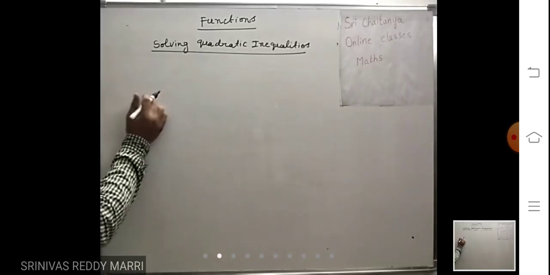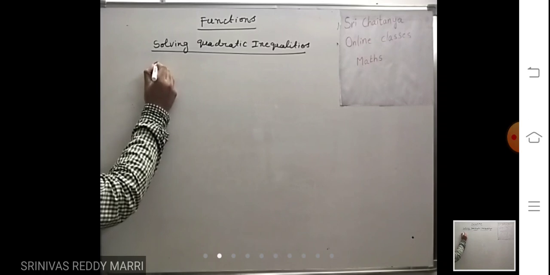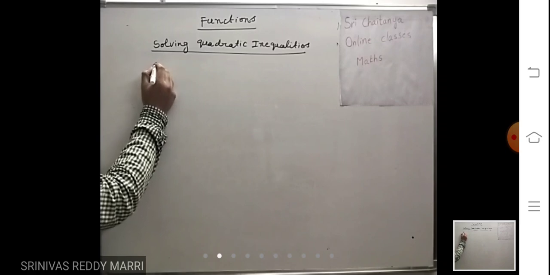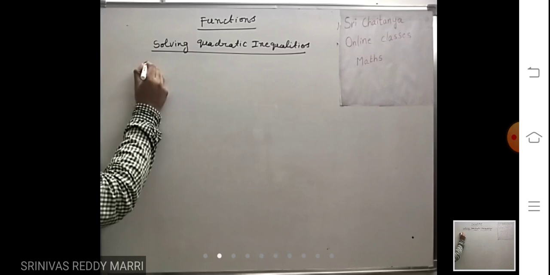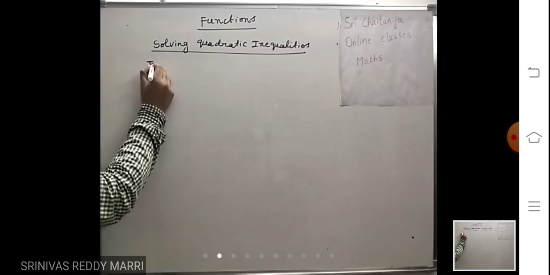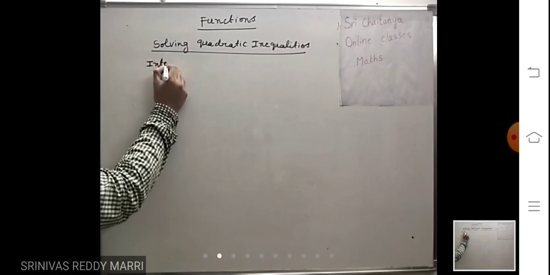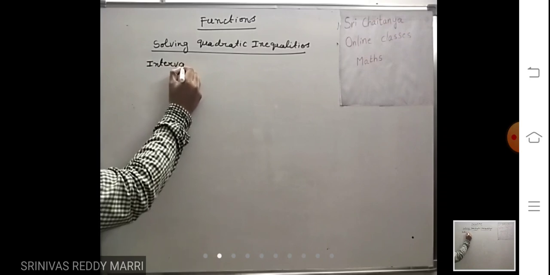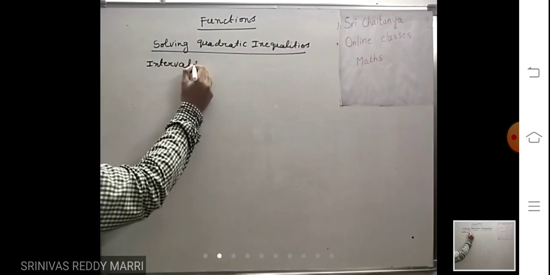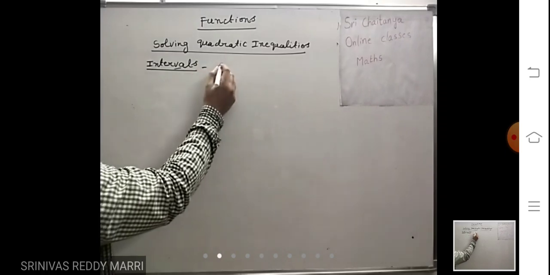That means, look at quadratic inequalities. First we will see intervals. Look at intervals, how the intervals will be. Right? Look at here.